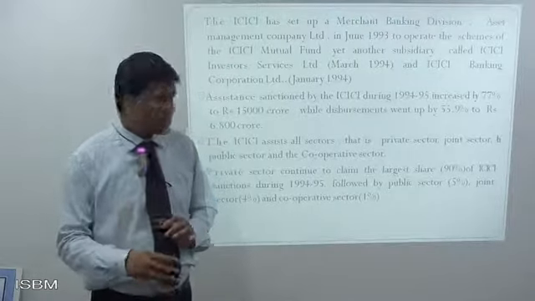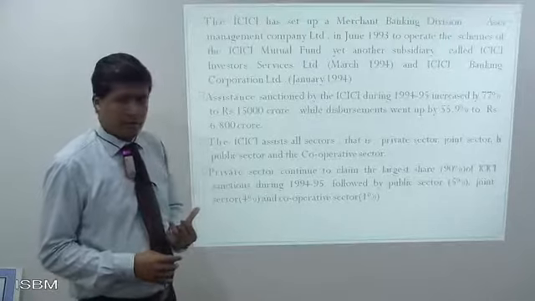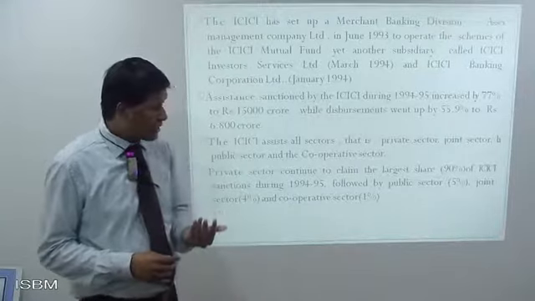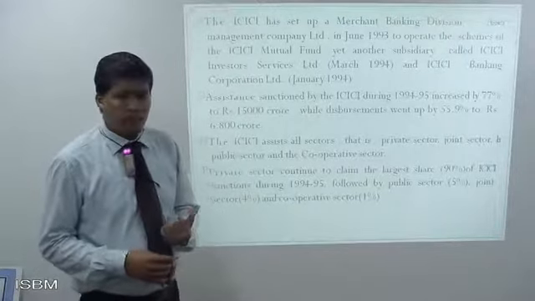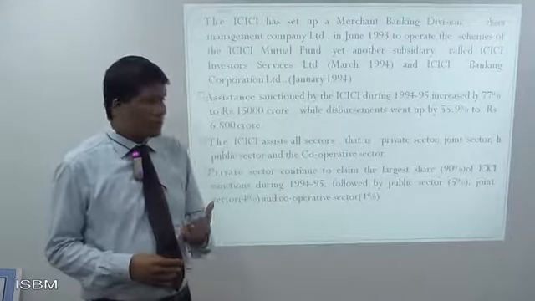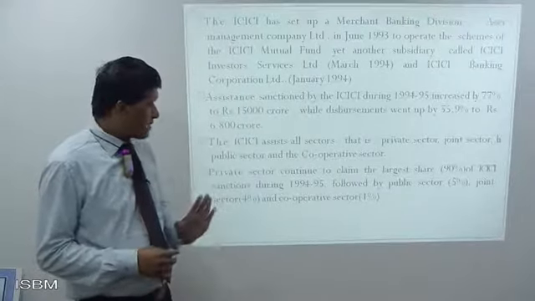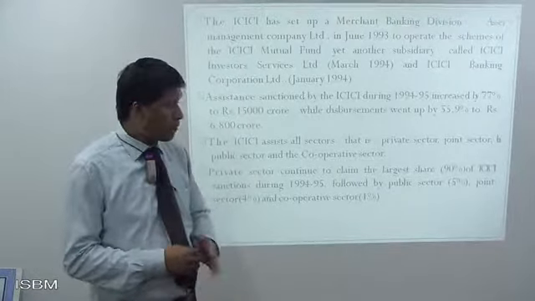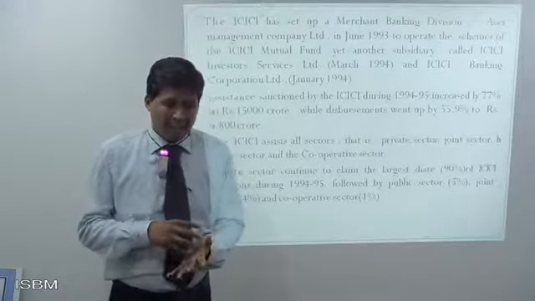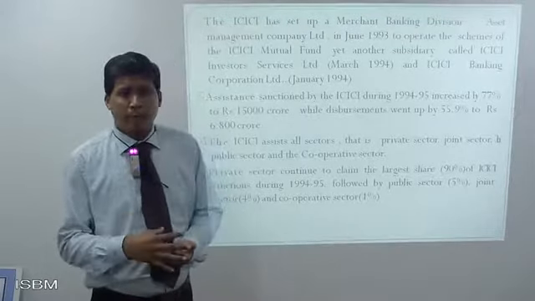So the amount of investment that ICICI was making in the marketplace for stimulation of entrepreneurship in the private market was immense. ICICI assists all sectors, that is private sectors, joint sectors, public sectors and the cooperative sectors as well. The private sector continues to claim the largest share, 90% of ICICI's sanctions in 94-95, followed by public sectors and then joint. So a major chunk of ICICI's business was the private portfolio, followed by public or the joint ventures.